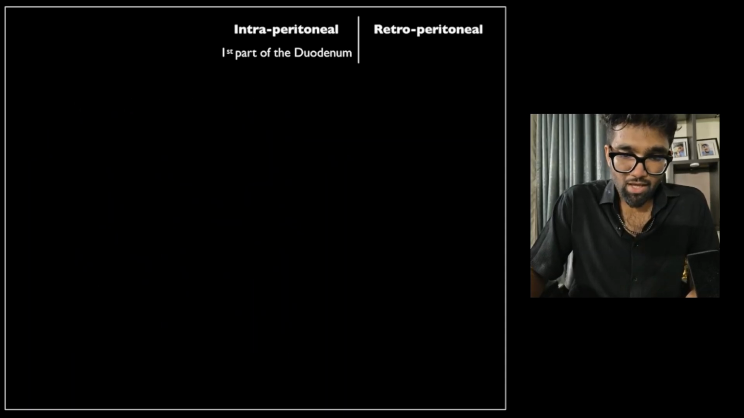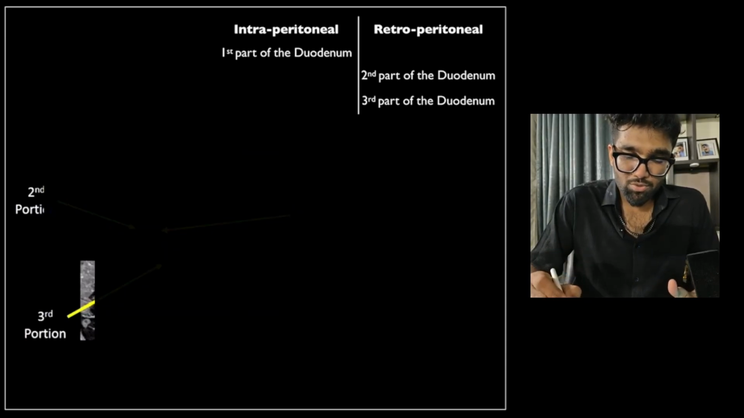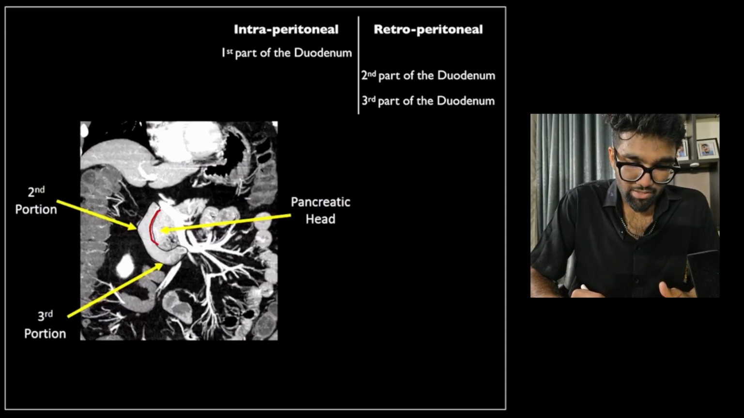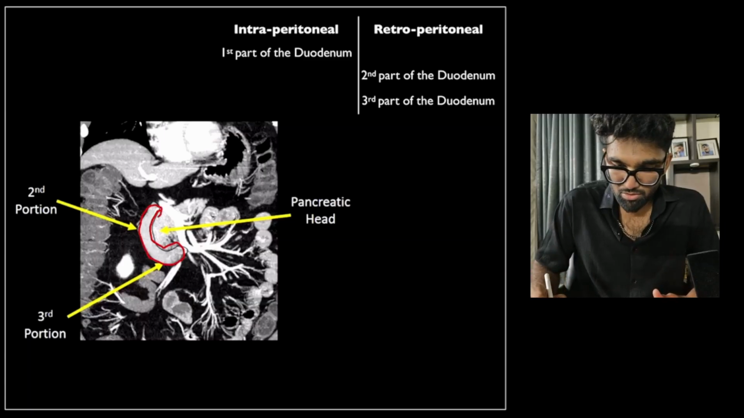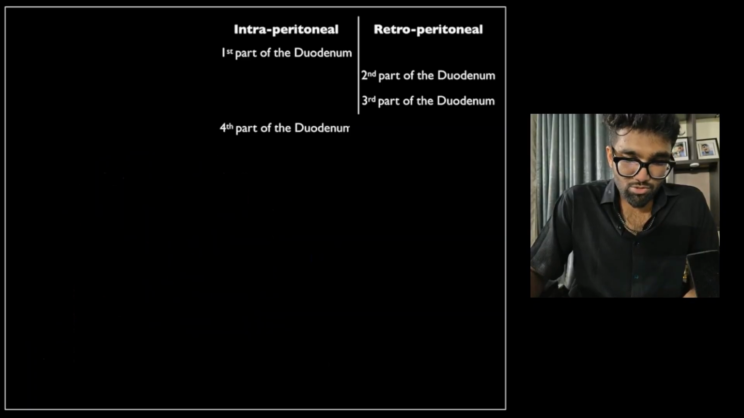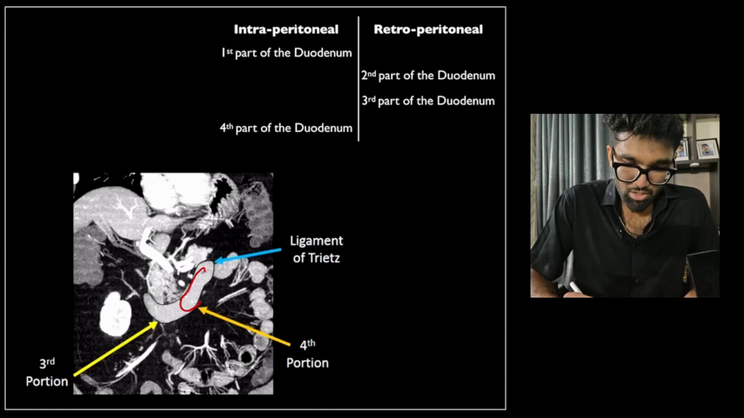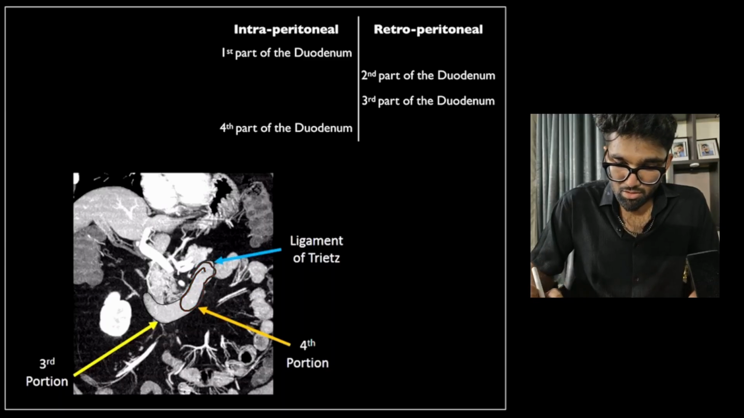Okay. After the first part of the duodenum, naturally, we have the second part of the duodenum and the third part of the duodenum. So those are both retroperitoneal, and I have highlighted them here. These are the first, this is the second, and that is the third part of the duodenum. Then the third part of the duodenum extends into the fourth part of the duodenum, and this is the fourth portion, and that then becomes intraperitoneal, as you can see.